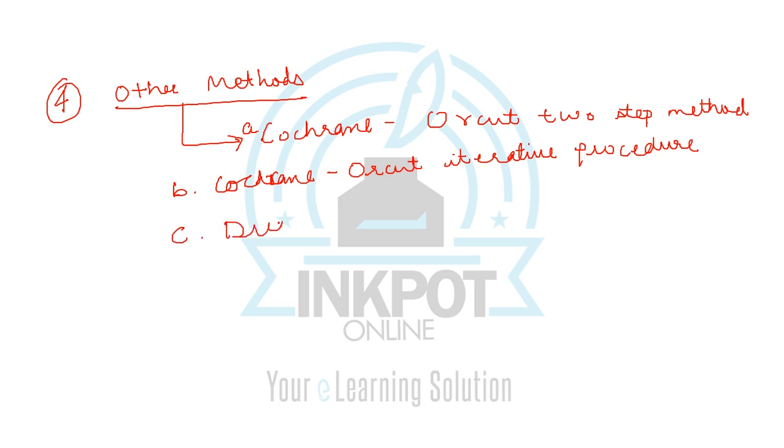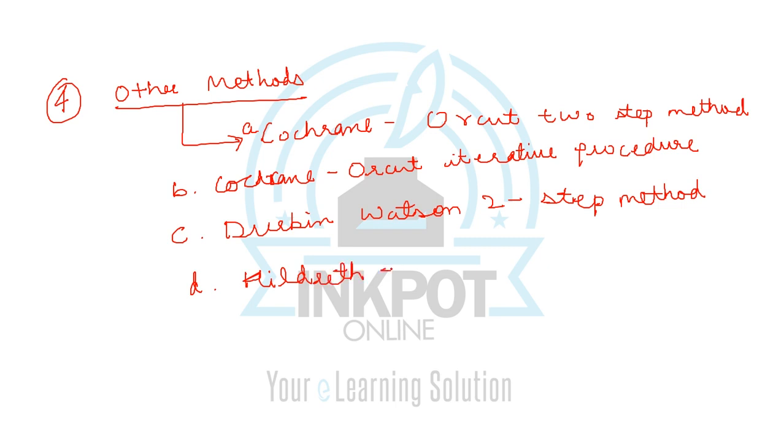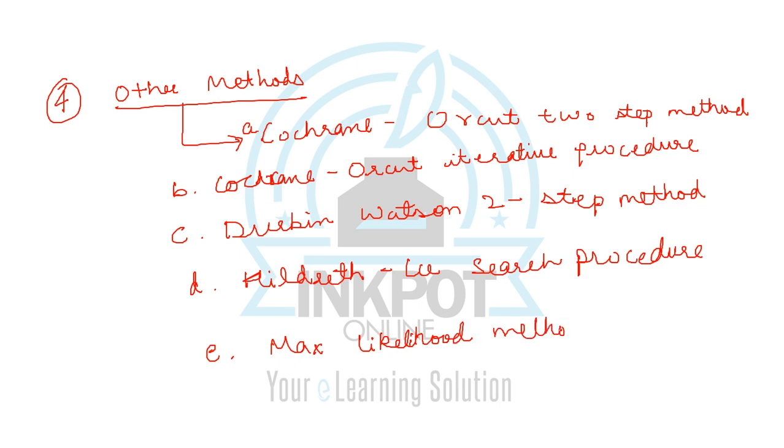Then there's something called the Durbin-Watson two-step method. Another one is the Hildreth-Lu procedure. Now all these fancy names are given in your text, but they haven't discussed them in detail, so that's why we have put them. And the last one is the maximum likelihood method.